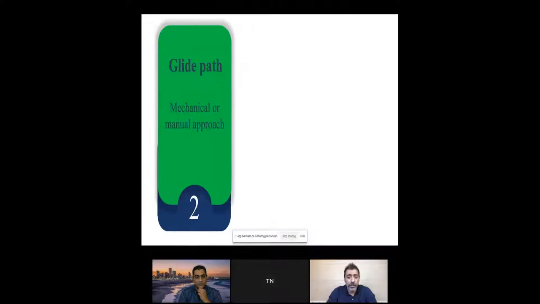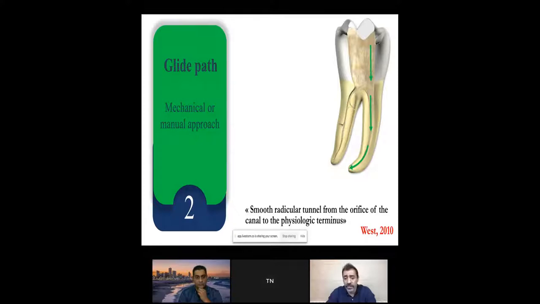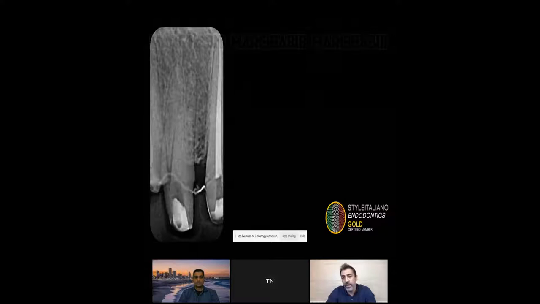So the glide path is, as a definition cited by West in 2010, a smooth radicular tunnel from the orifice to the canal terminus. So it's, if you want, a pathway, a patency from the orifice to the apical part of the canal. How are we usually achieving that? If you have a case where on the X-ray we cannot see the space of the canal, here we are a little bit worried, or we have some concerns about the patency of the canal. If we cannot see it on the X-ray, this doesn't mean that it doesn't exist. So we have to work it out.